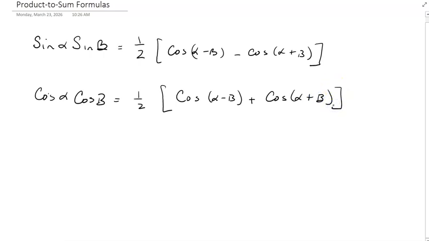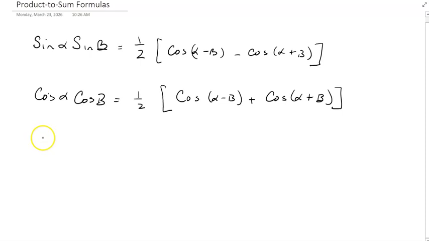And these all come from combinations of our sum and difference formulas. You can kind of see that if I took cosine alpha minus beta minus cosine alpha plus beta, I would actually be left with the sine alpha, sine beta. So these again come from combining various sum and difference formulas.